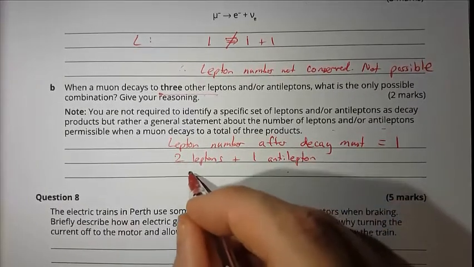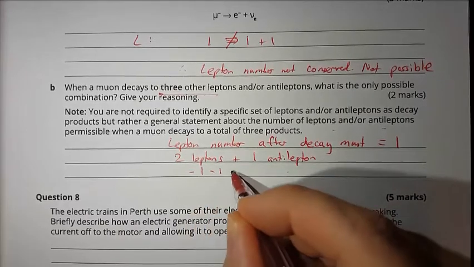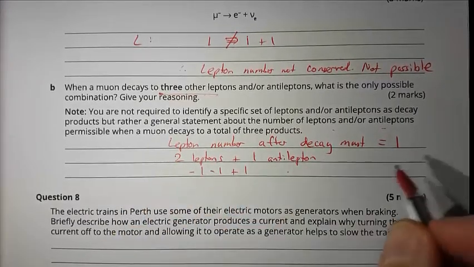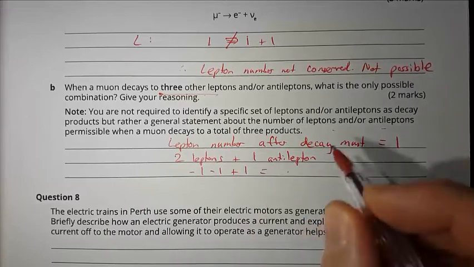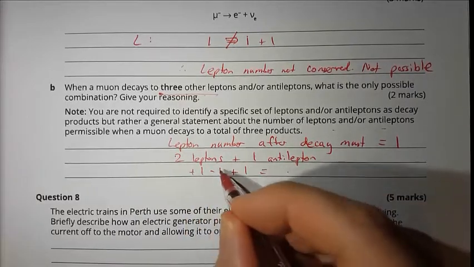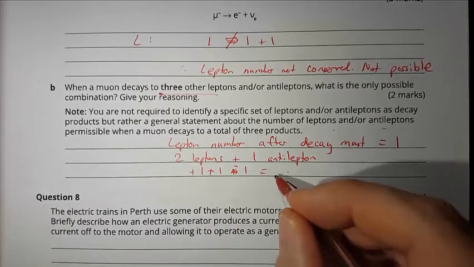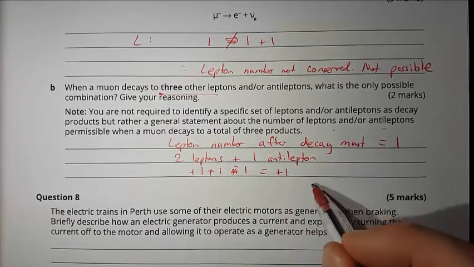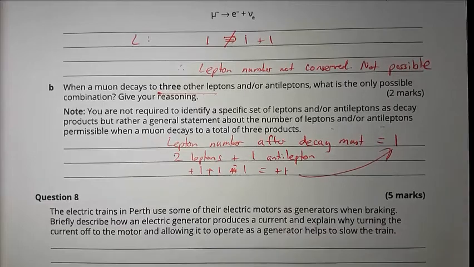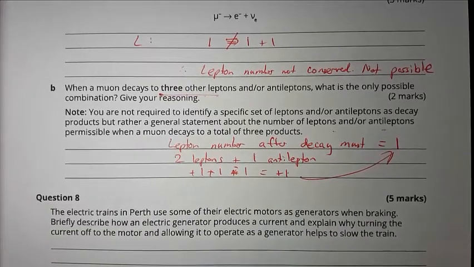The reason for that is you're going to have -1, -1, plus 1, and that's going to be equal to positive 1, which is what you need. Again, another really weird question. Not sure if that would be in a waste.